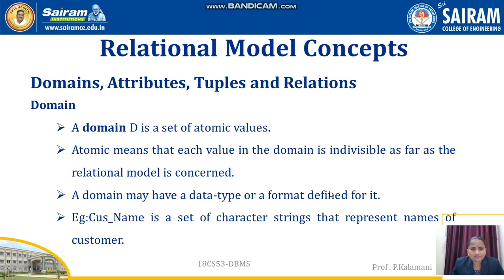Domain. Now we will define what is meant by domain. A domain D is a set of atomic values. Again, we can't divide that value. Atomic means each value in the domain is indivisible as far as the relational model is concerned. A domain may have a data type or format defined on it. For example, name is a set of character strings that represents the name of a customer.